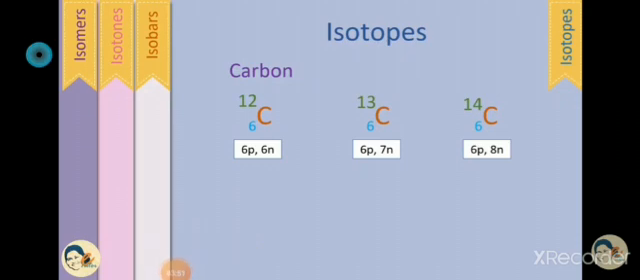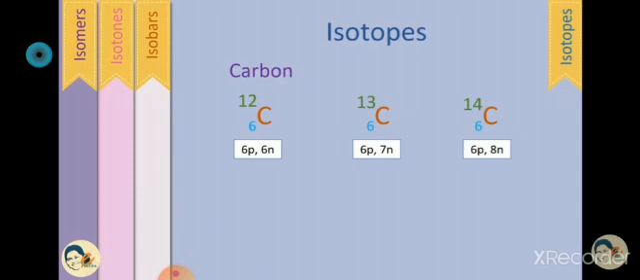Now we are going to see another example for isotopes. Here are three isotopes of carbon that have the same atomic number but different mass numbers. The first has atomic number 6 and mass number 12, another has atomic number 6 and mass number 13, and another has atomic number 6 and mass number 14.